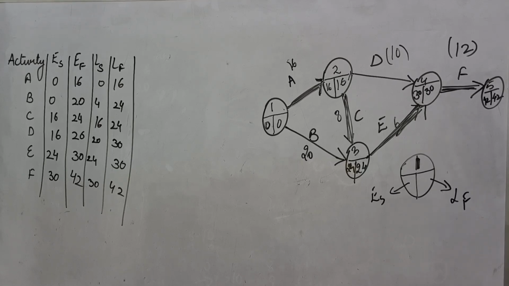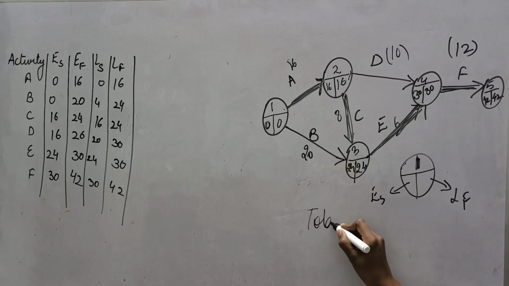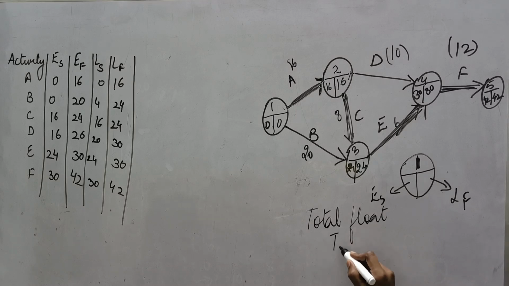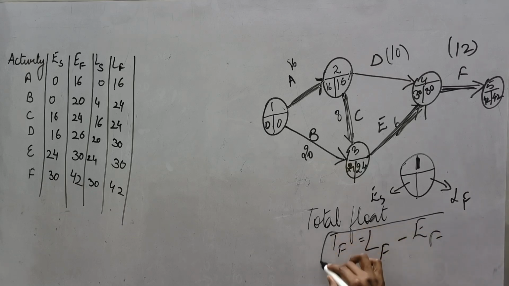Now after calculating the earliest start, earliest finish and putting this in this format, we can calculate the floats very easily. To calculate the floats, we have certain formulas. First of all, write down the formula for total float. Total float is also called TF. And the formula to calculate the total float is latest finish of that particular activity minus earliest finish of that activity. Just remember this formula.